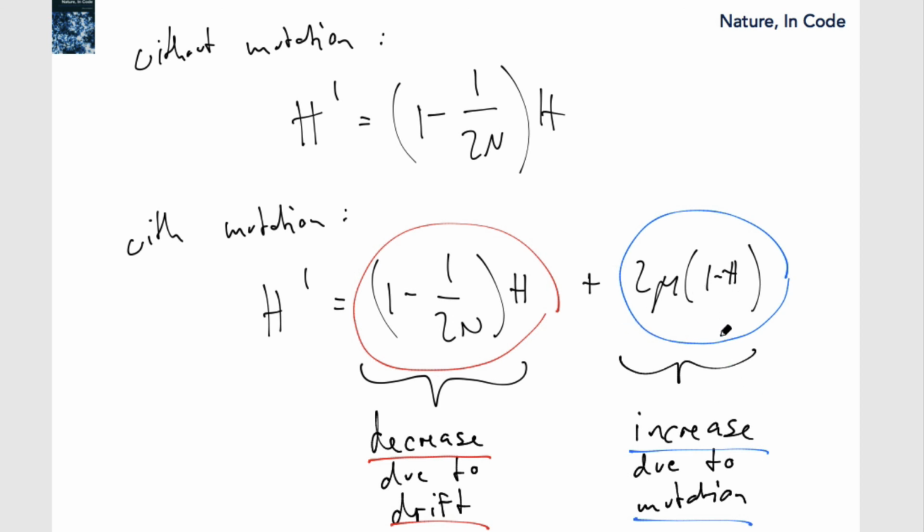And I think that's quite a neat result. Again, starting from first principles, in a very simple equation, you arrive at major insights about the process of genetic evolution.